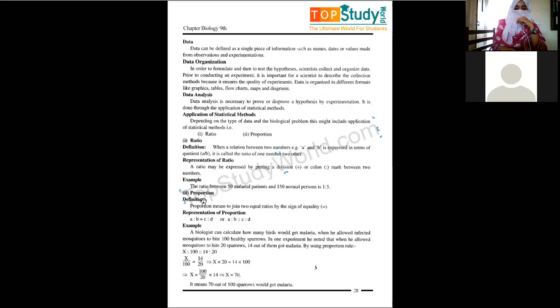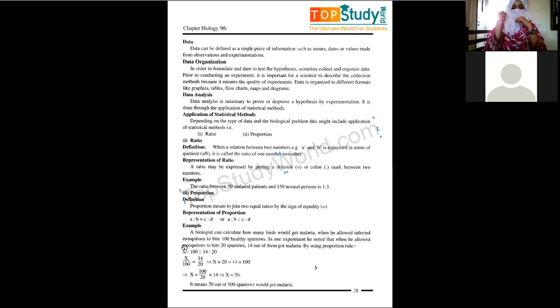Next is proportion. First of all, we will write the definition of proportion. Proportion means to join two equal ratios by the sign of equality. It means two ratios are joined. Here is the ratio a:b. So we will represent it as a:b is equal to c:d, or a:b is proportional to c:d. These two signs are used for proportion: the double colon and the equals sign.